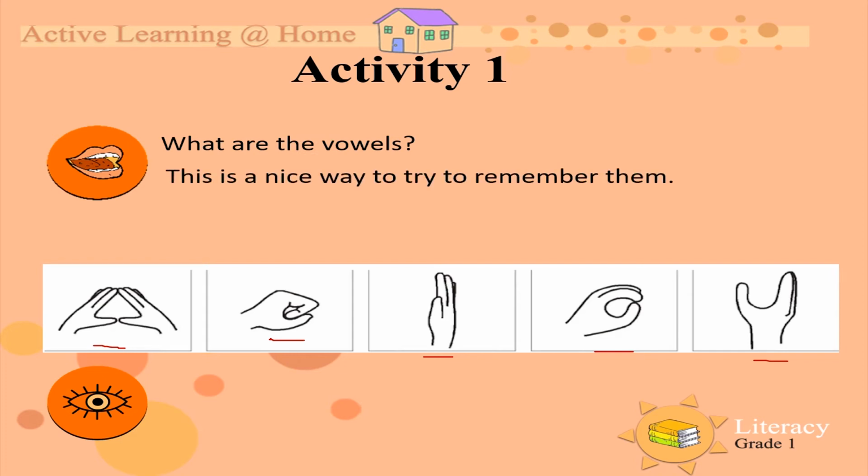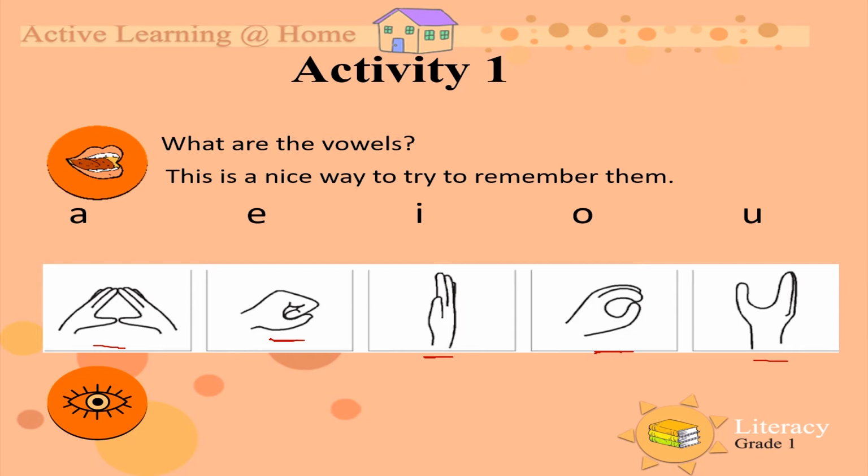The first thing we find is that the vowels are quite easy to make with your hands. A nice way to try them out again with me is to put your two hands together to make A. Put your other hand together to make E. Straight up fingers, I. Your index finger and your thumb makes O. And point to the sky to make U.